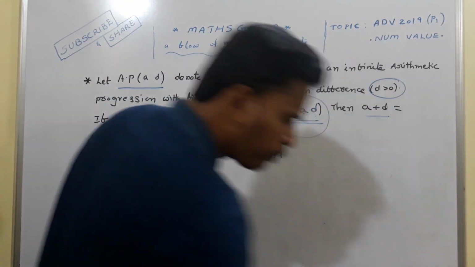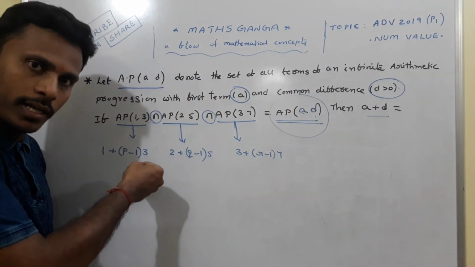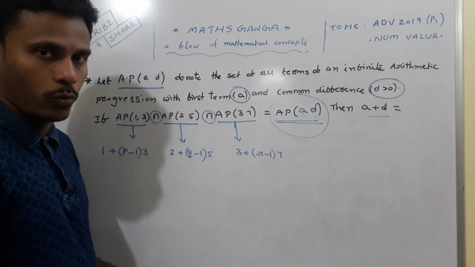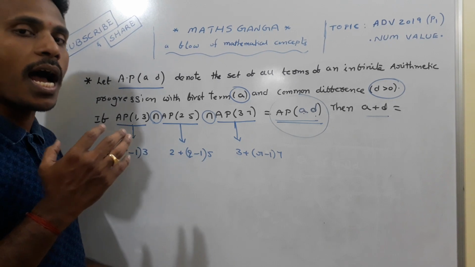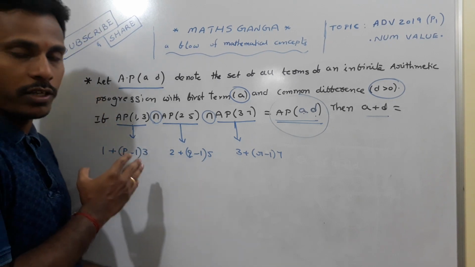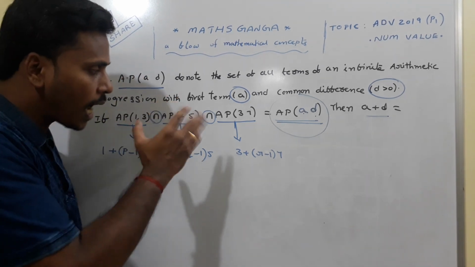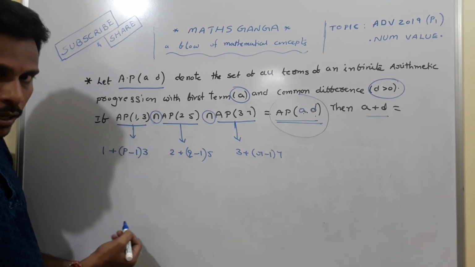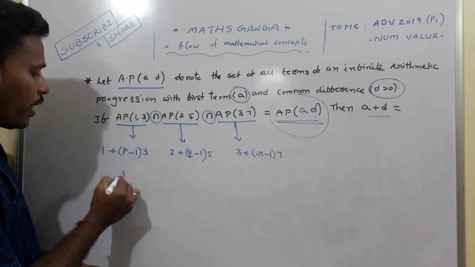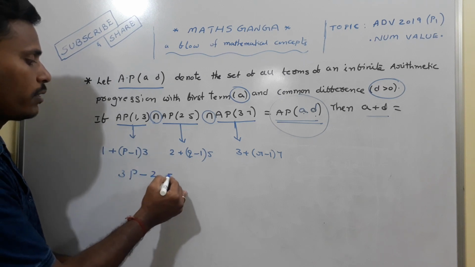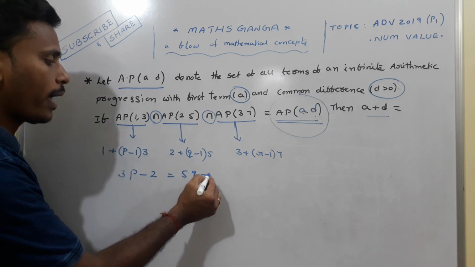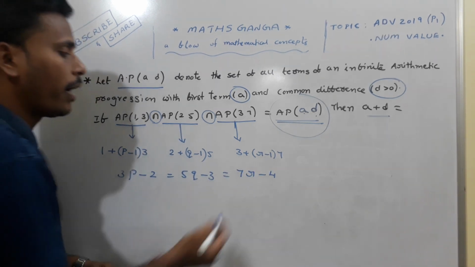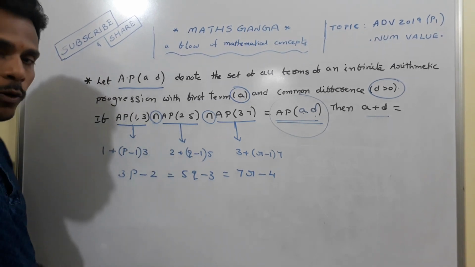We don't know which term of the first sequence, which term of the second sequence and which term of the third sequence are equal. So you just take the pth term of the first one, the qth term of the second one and the rth term of the third one as equal. So you just equalize these three. Then on simplification, you have 3p minus 2 is equal to 5q minus 3 is equal to 7r minus 4.